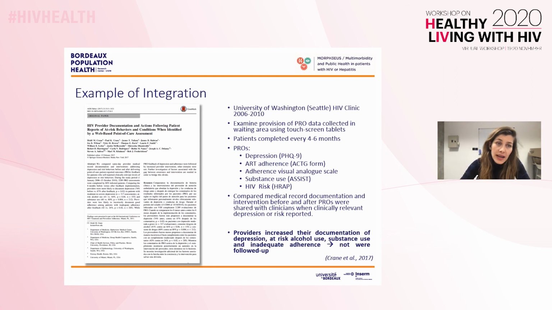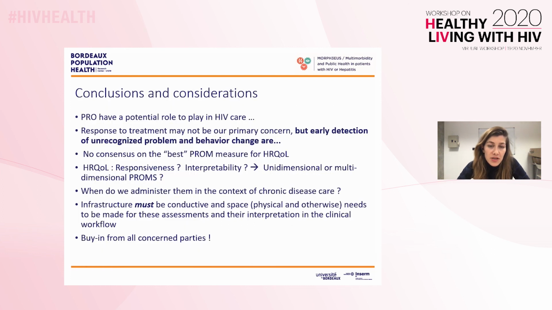The content of the PRO battery is focused on depression screening, ART adherence screening, substance abuse, and HIV risk. And in this later work, they compared medical record documentation and intervention before and after PROs were shared with clinicians, and when and if a clinically relevant depression or risk was reported. They found that providers increased their documentation of depression, at-risk alcohol use, substance use, and inadequate adherence once they were provided with this additional PRO data. However, not all of these areas were followed up. Clinicians tended to follow up depression and inadequate adherence, but at-risk alcohol use or substance use were neglected. So this needs to be really considered as we think about the goals of these tools.